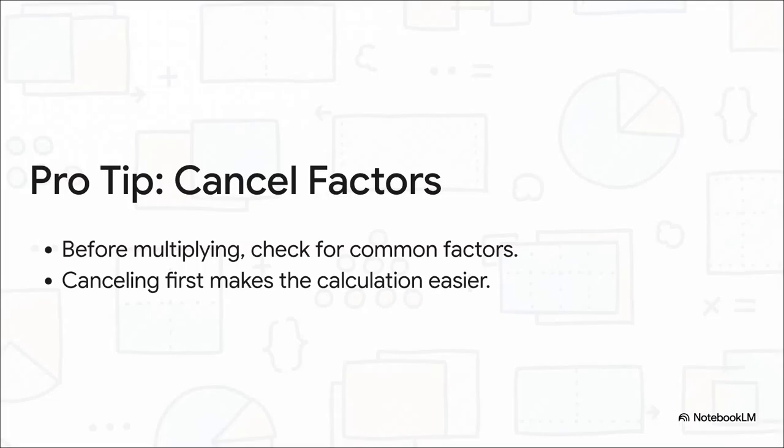Okay, now I'm going to let you in on a little secret, a pro tip that makes this whole thing way easier: canceling common factors. Before you multiply, just take a quick look. See if any number on the top has a common factor with any number on the bottom. Like say you were multiplying 2/3 by 3/4. You've got a 3 on top and a 3 on the bottom. You can just cancel them out. Doing this first makes the numbers smaller and the final math so much simpler.